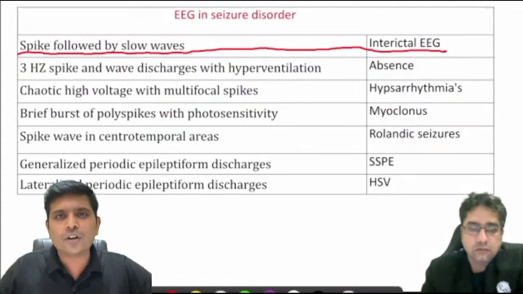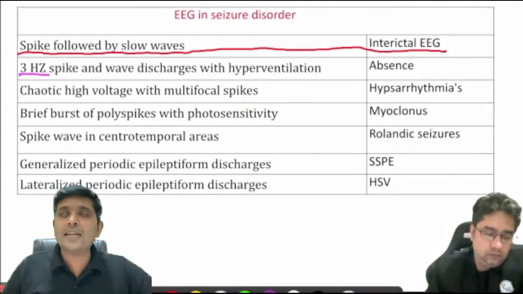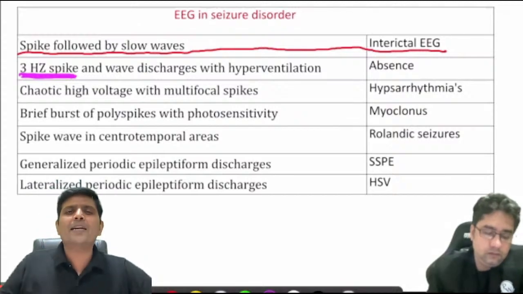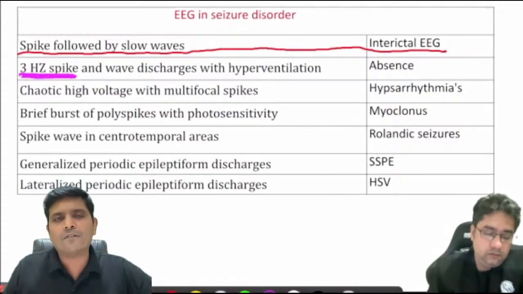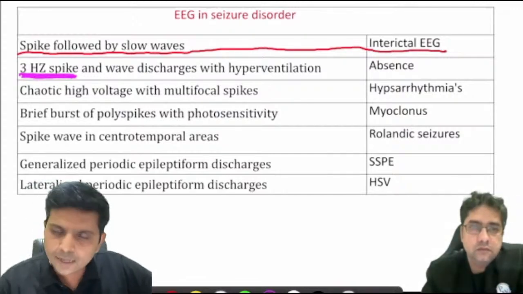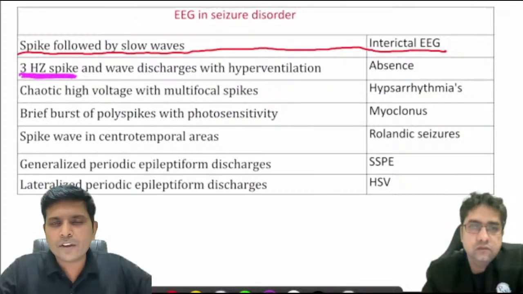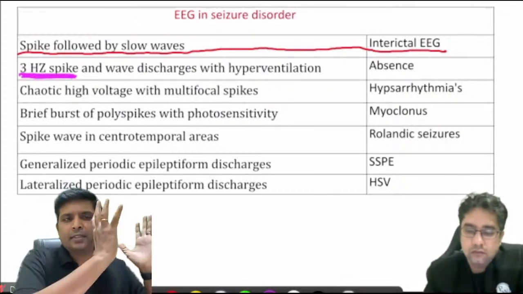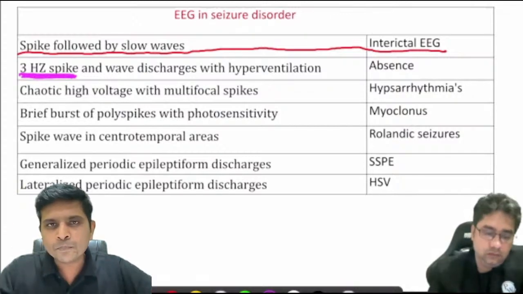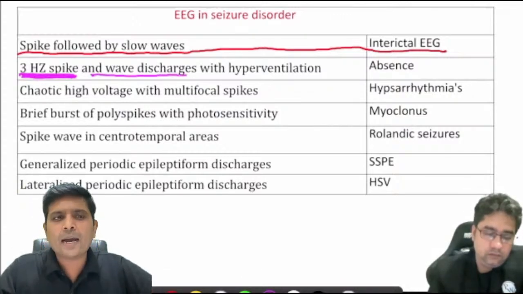What is that called? That is called a spike. So this kind of tsunami wave and normal wave is otherwise called a spike and slow wave pattern, typical of an interictal EEG. Second, as you all know from your undergraduation, when you have a typical 3 spike and a wave pattern, it is typical of an absence seizure.